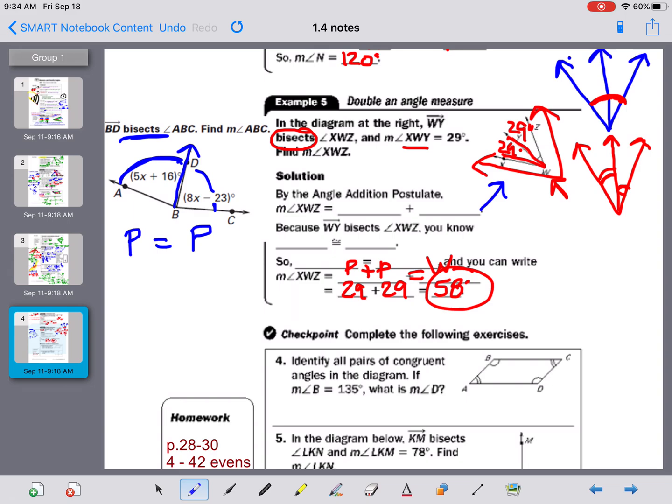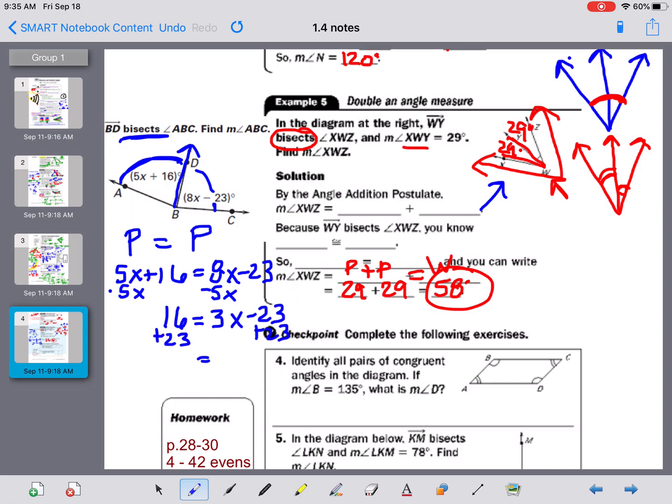So I'm going to plug in for the left side, 5x plus 16. It equals 8x minus 23. Okay, I'm getting my parts together, so I'm going to subtract 5x, and 16 is going to equal 3x minus 23. Add 23 to the other side. 3x equals 39. Divide by 3, and x equals 13. So I'm done?